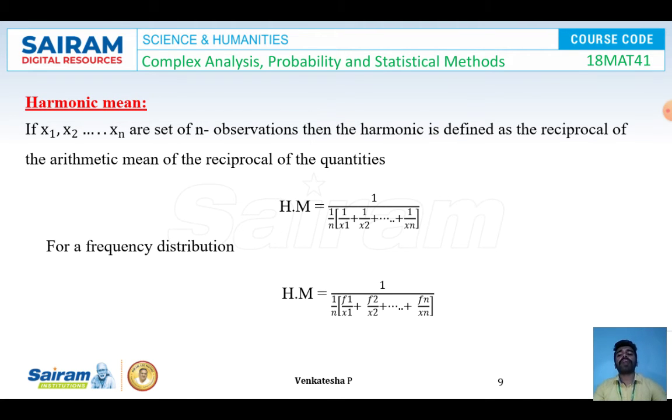Harmonic mean. If x1, x2, etc., xn are a set of n observations, then the harmonic mean is given by the reciprocal of the arithmetic mean of its reciprocal quantities. That is, the harmonic mean is given by 1 by n into (1 by x1 plus 1 by x2 plus etc. plus 1 by xn). And for a frequency distribution, the harmonic mean is given by 1 by n into (f1 by x1 plus f2 by x2 plus etc. plus fn by xn).